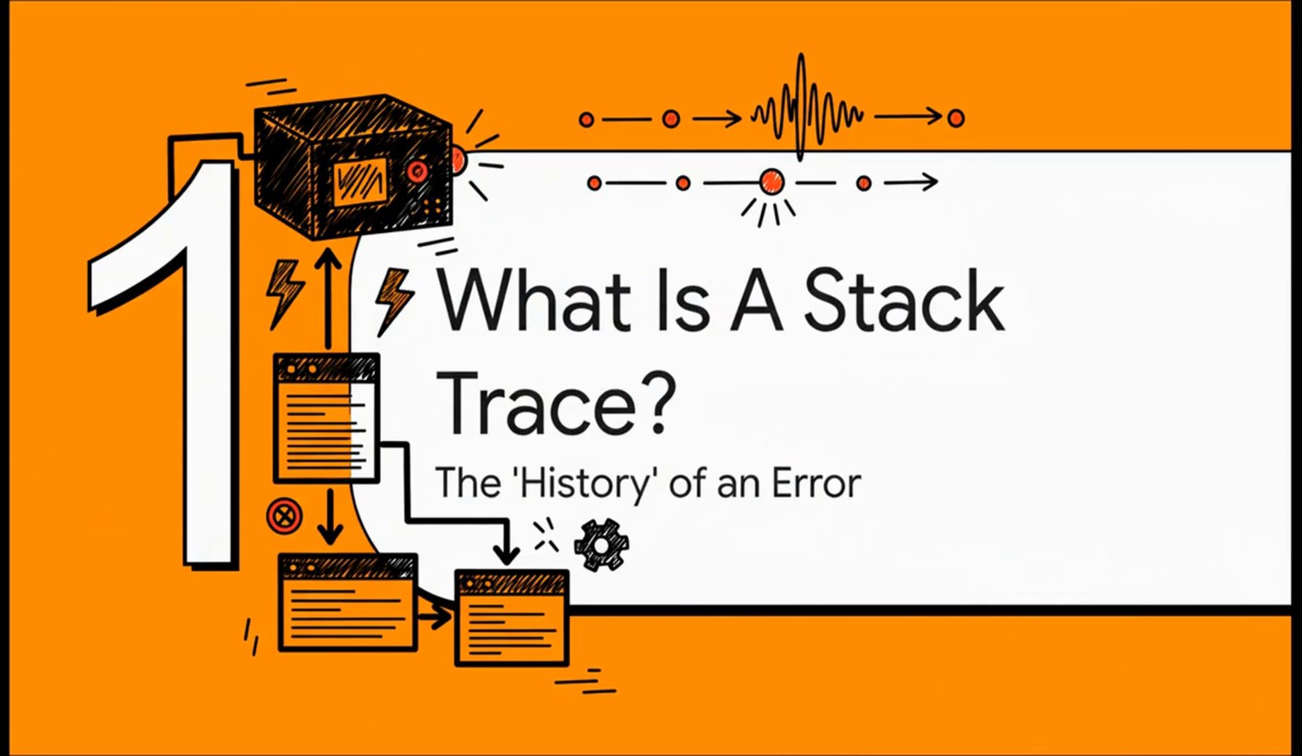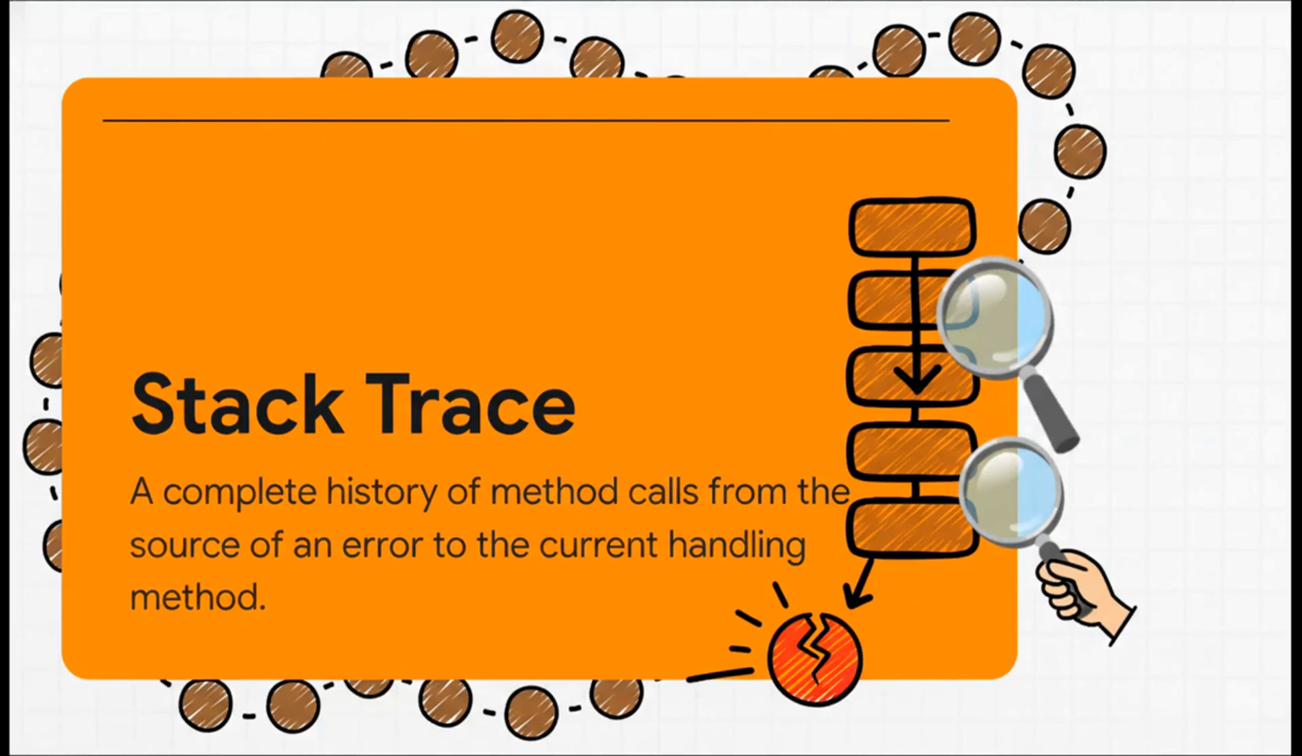So to really get why this matters, we first have to talk about a core concept in debugging, the stack trace. The best way to think of it is like the black box flight recorder for your code's errors. Basically, when something goes wrong, the stack trace leaves you a trail of breadcrumbs. It shows you every single method that was called, in order, leading right up to the spot where things blew up. It's the error's complete family history.